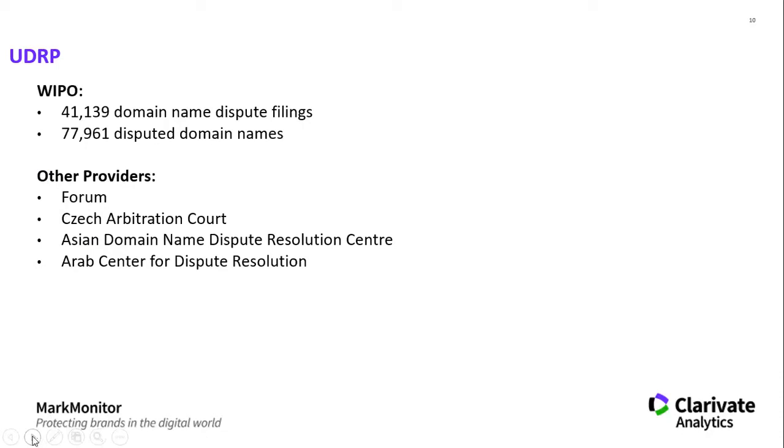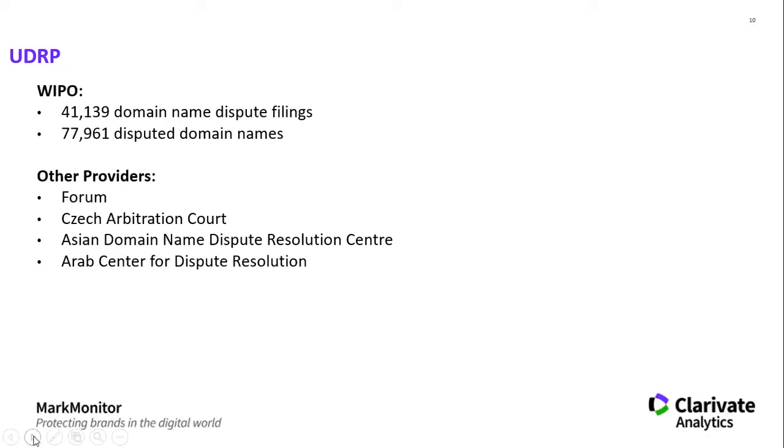And WIPO has told us that we've seen more than 41,000 domain name dispute filings, including or encompassing more than 77,000 domain names through the years. And by the way, that's important, and I'll talk about it again a little bit later in the presentation. That is the fact that a single domain name dispute proceeding, such as a UDRP complaint, can include multiple domain names. So that's why you see more domain names in dispute than there are actually disputes itself.